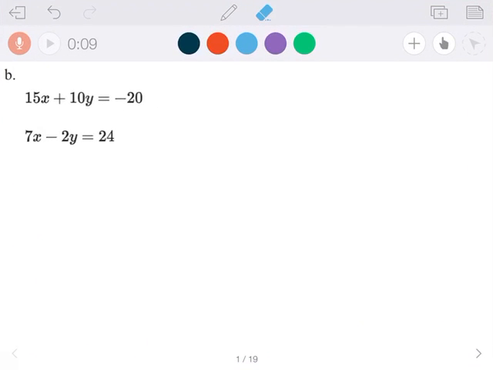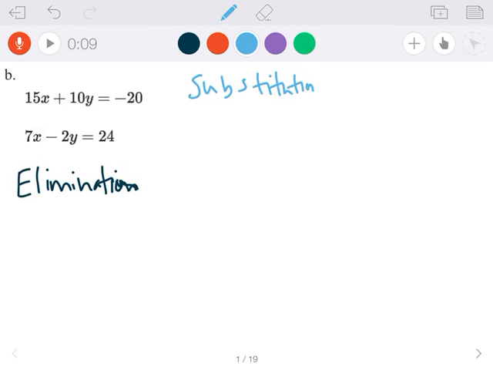Okay, we're going to work through problem B here, and there are actually 3 ways to solve this. One of them would be by elimination. A second method would be substitution. And a third method would be equal values, and we'll talk through each of them as possibilities.